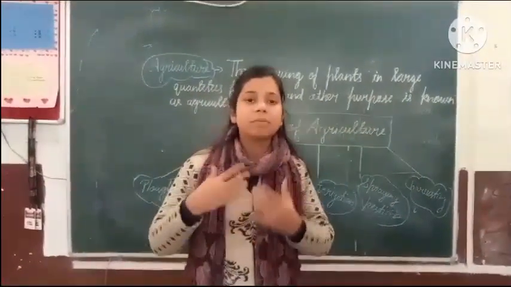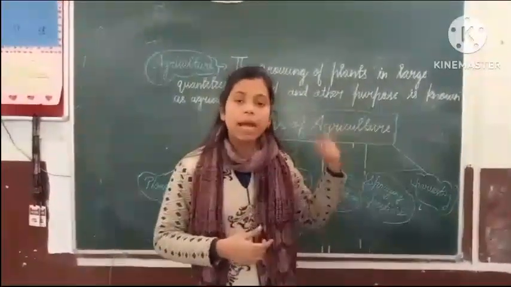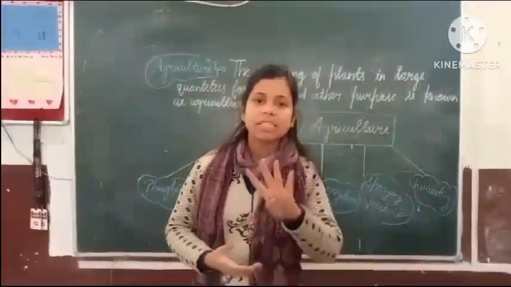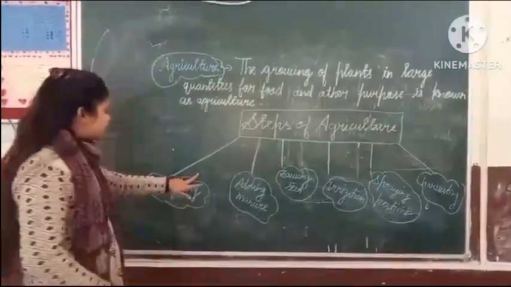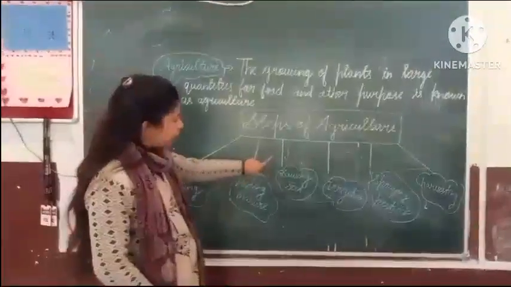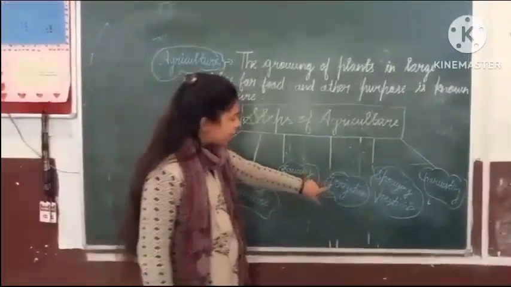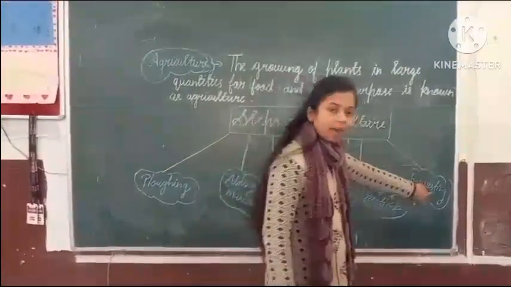But how can we grow the crops? There are some steps that we have to follow to grow crops, to do agriculture. So these are 6 steps. How many steps? 6 steps. Let's see. First one is plowing. Second one is adding manure. And third one, sowing seed. Next is irrigation, spraying pesticide and harvesting.